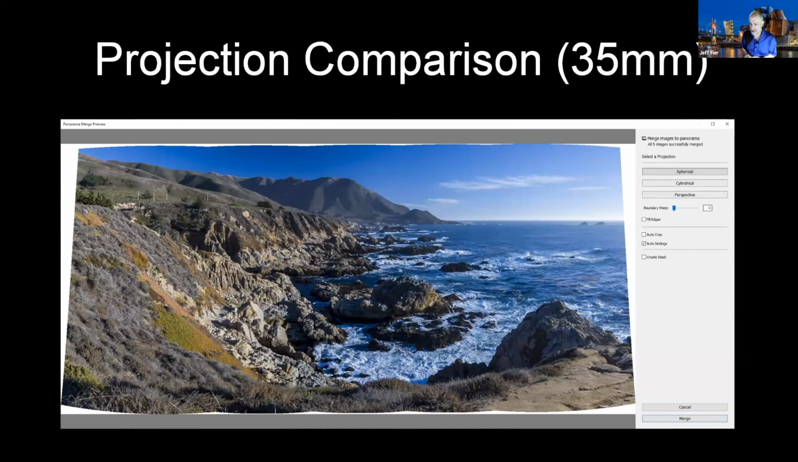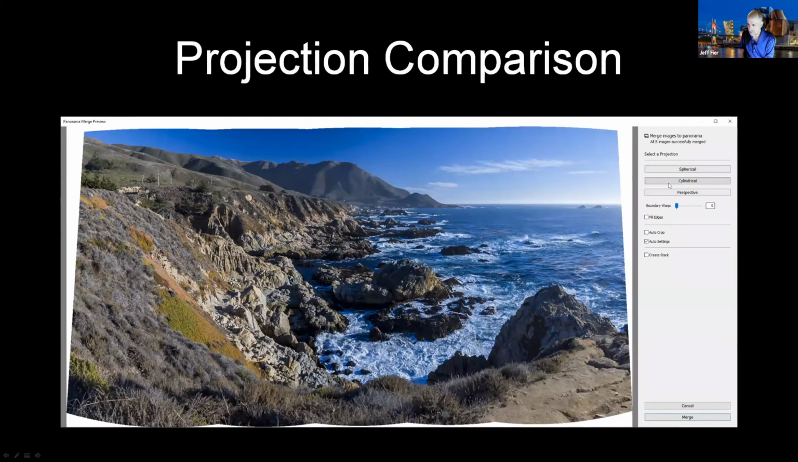Let's do a more detailed comparison of what these projections do. And here is an image that I shot on one of our outings to the Big Sur area. This is the northern part of Garrapata Beach. And here is a spherical projection taken with a 35mm lens. You'll notice I'm angled down slightly. Tripod looks pretty level. Okay, there's spherical. Here's what cylindrical looks like.